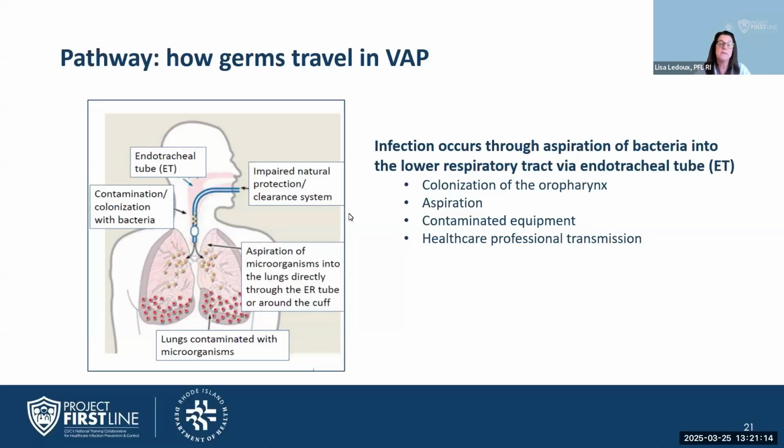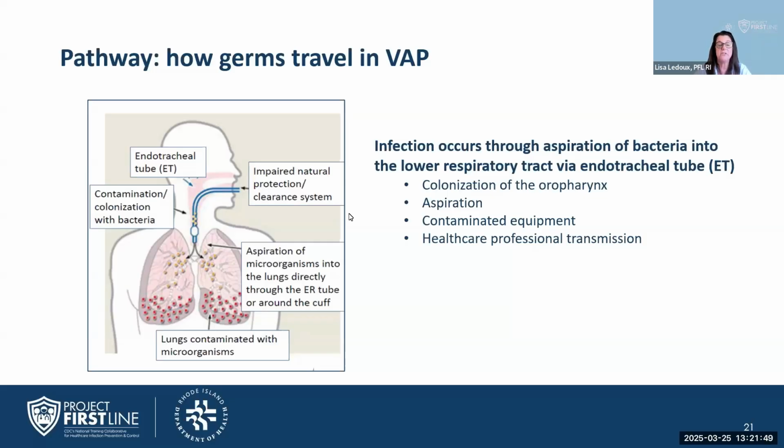Colonization of the oropharynx. The bacteria naturally present in the mouth can multiply significantly in a ventilated patient due to reduced oral hygiene or altered swallowing abilities, leading to heavy colonization of the throat, which can be aspirated into the lungs. And then there's aspiration, where small amounts of contaminated secretions from the oropharynx can be aspirated into the lungs during normal breathing or during ventilator manipulations, especially when a patient is not fully awake or has impaired cough reflex. There could be contaminated equipment.